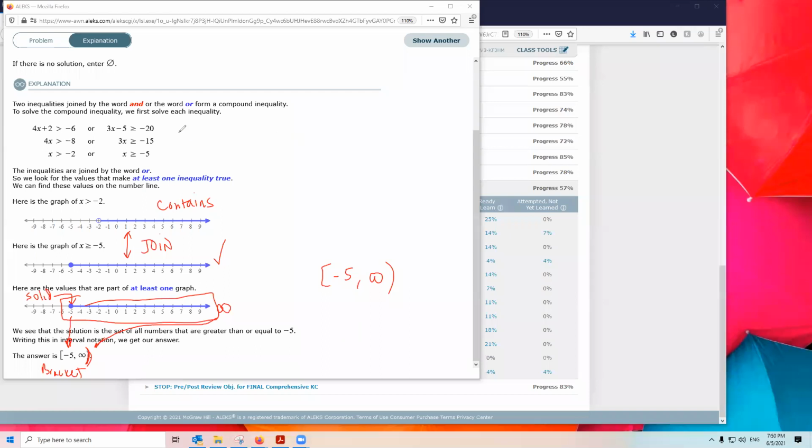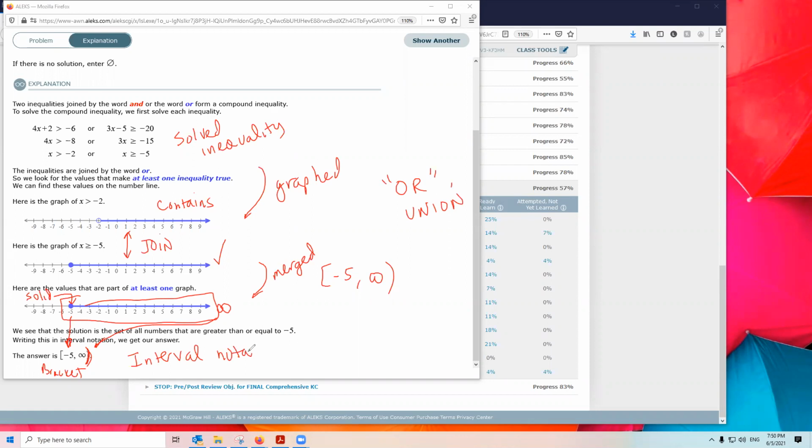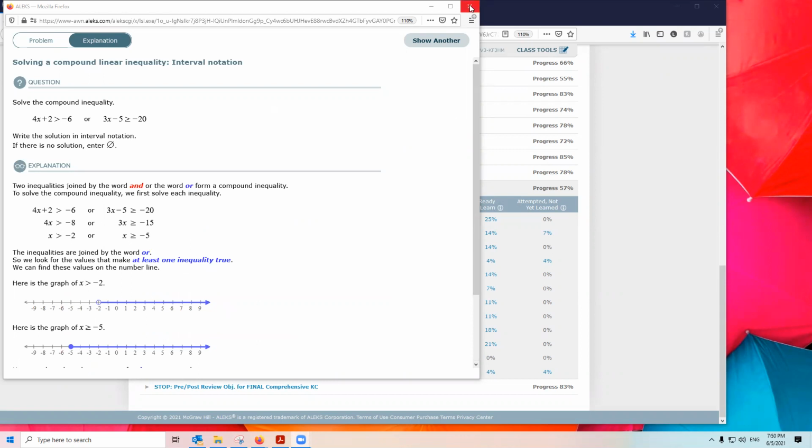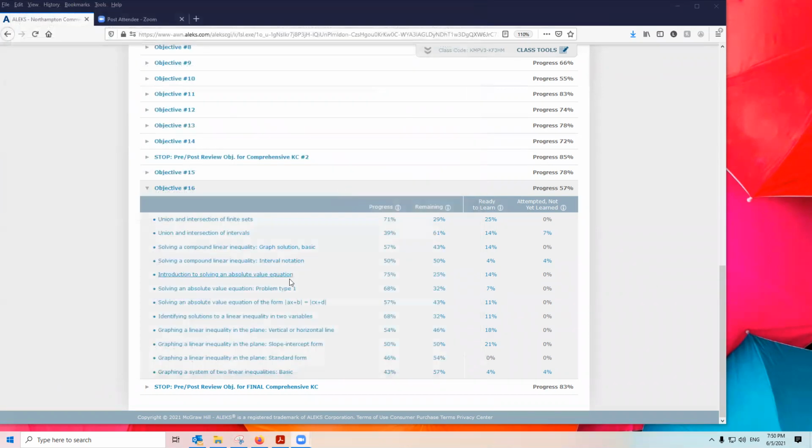So for this problem, we solved the inequalities first. Then we graphed on the number line. Then we merged the two graphs together. The reason we merged them is because this was an OR question, and OR means union. Once we had the merged graph, we converted it to interval notation. All right, and folks, remember, please use these explanations for step-by-step guidance on these kinds of more complicated problems.